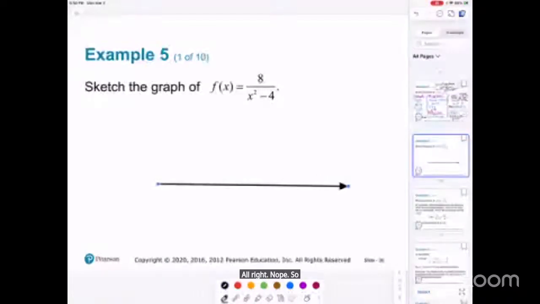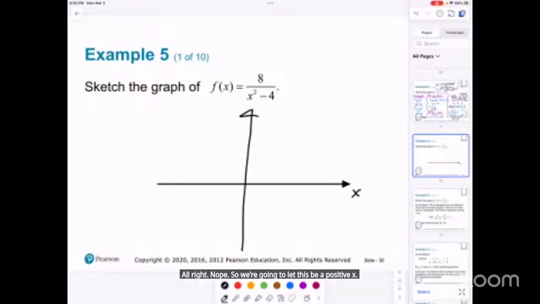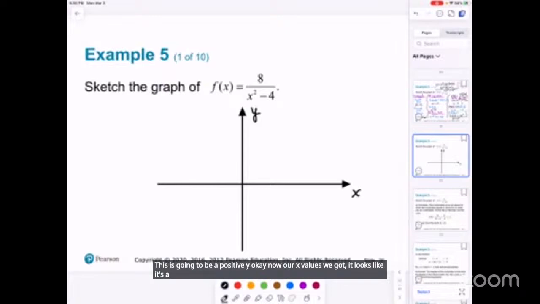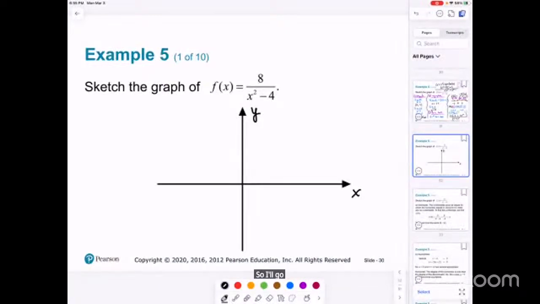So we're going to let this be our positive x. This is going to be our positive y, okay? Now our x values, it looks like it's a lot of 2s. So I'll go to maybe like 4 on the x-axis on either side. So I'll go like 1, 2, 3, 4, 1, 2, 3, 4. Okay. The y's, let's see. This is where the additional points would come into play. We'd have a better sense of those y values.